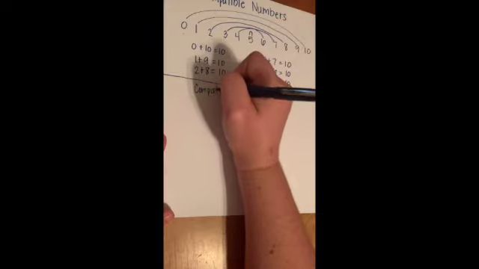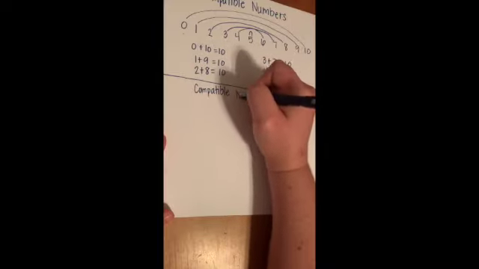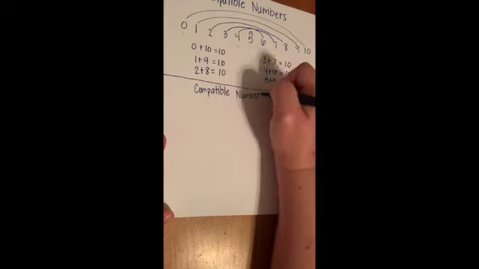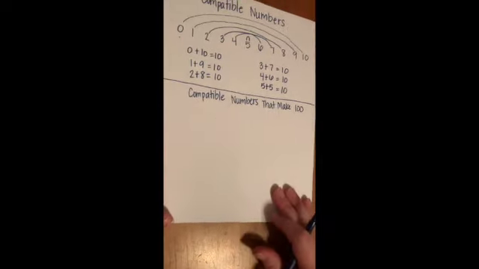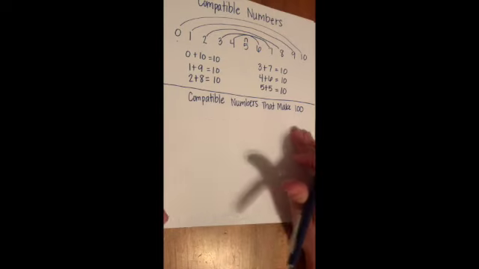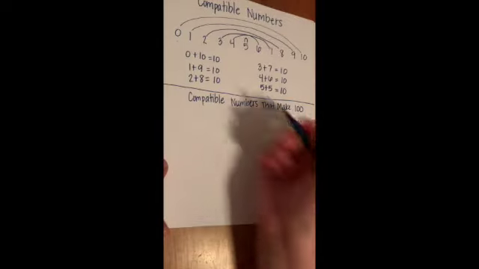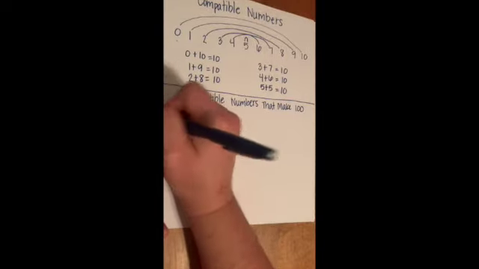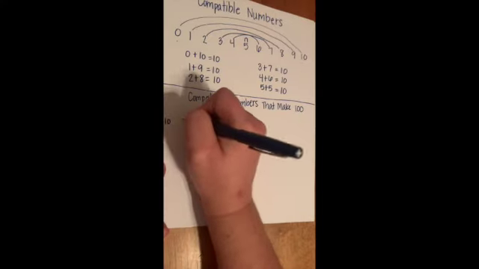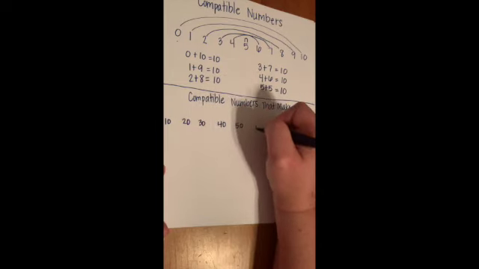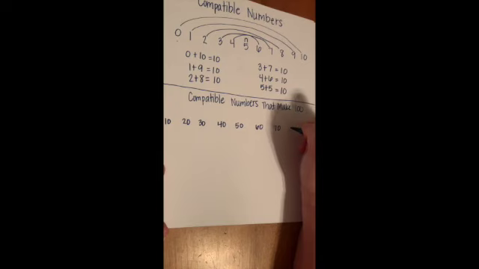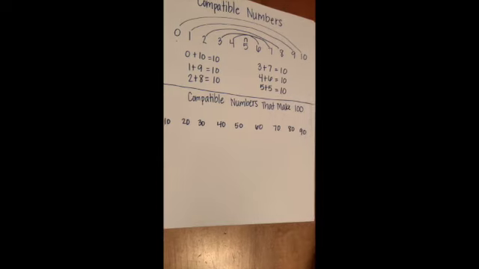Compatible numbers that make 100. And you can actually do this nice little rainbow trick with compatible numbers to make 100 as well. If you start at 0 and count to 100 using tens: 0, 10, 20, 30, 40, 50, 60, 70, 80, 90, and 100.